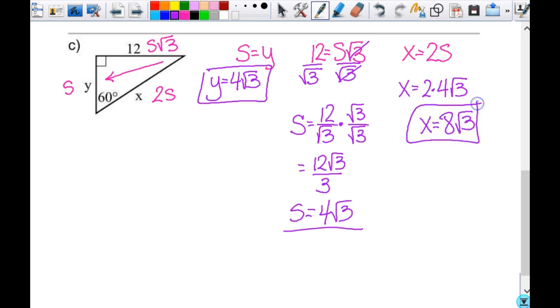Think of them as things. I have 4 square roots of 3. If I double that, that gives me 8 square roots of 3. Okay, we good? Questions? All right, good deal. Well, let's look at the next one.